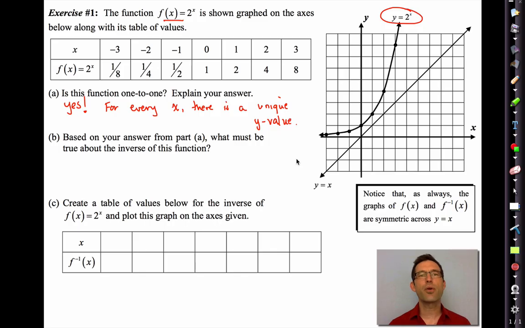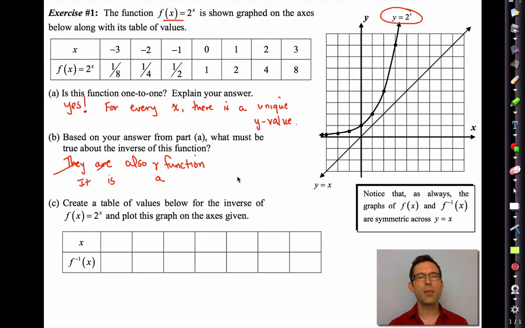Letter B. Based on your answer from part A, what must be true about the inverse of this function? Well, what's true of inverses of one-to-one functions? They are also functions. Or I should really say, because we're just talking about it, it is also a function. Right, so whatever the inverse of this is, it's also a function.